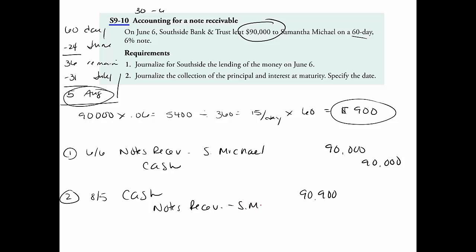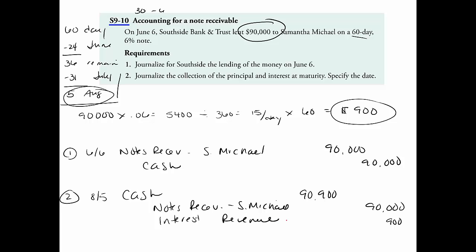Yes, Michael. For the amount that I put in. So I put $90,000 into notes receivable, so that's what has to come out of notes receivable. And the difference, the $900, goes to interest revenue. Okay?